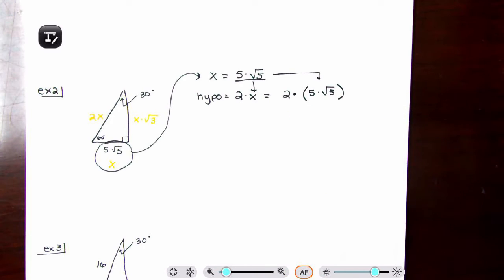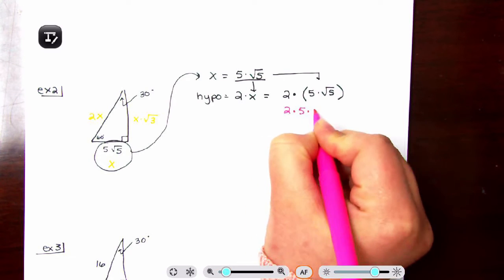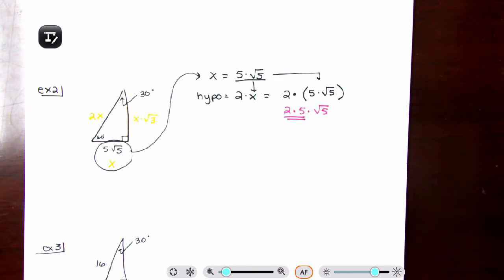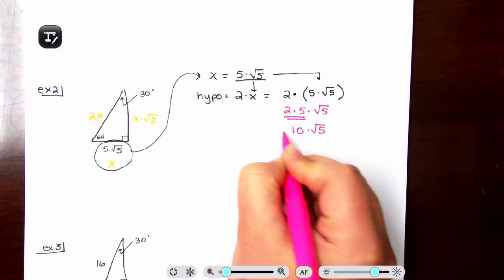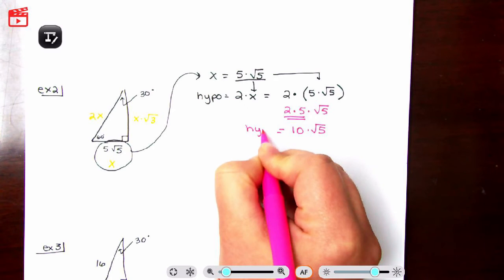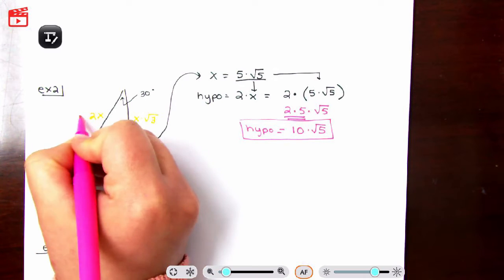Now this goes back to our radical unit, where if things are inside the radical, you can combine them as long as it's multiplication. If things are outside the radical, you can combine things that are outside, multiplication. What you cannot do is combine inside the radical with the outside of the radical. So since we have 2 times 5 times the square root of 5, these two are outside of the radical. So we have 2 times 5, which is 10. Square root of 5 is still there, so that means my hypotenuse is now equal to 10 times the square root of 5.